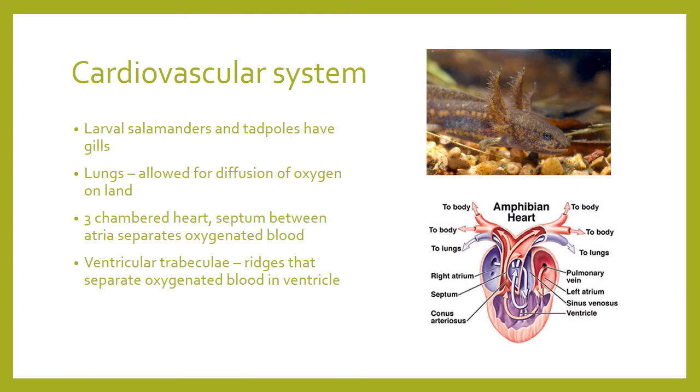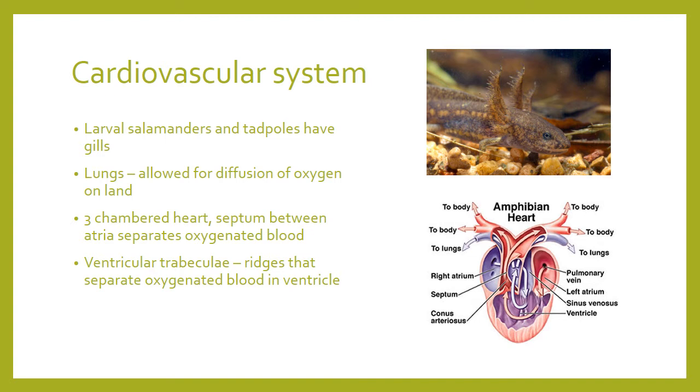So the cardiovascular system. Larval salamanders and tadpoles have gills, whereas others will have lungs, and lungs were a big evolutionary development in amphibians. They allowed for the diffusion of oxygen on land, so they allowed species to move to land.